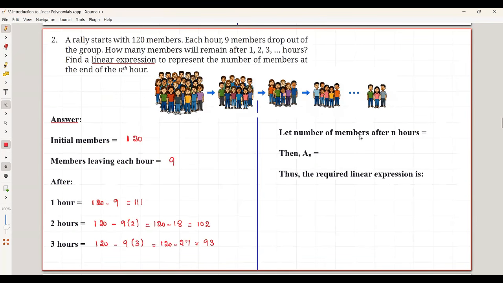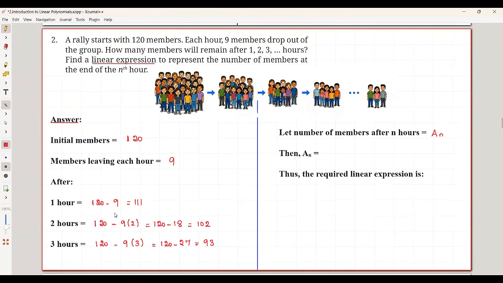Let the number of members after n hours be a_n, the same as in the previous question. Now we have to form the pattern, the formula for the pattern.